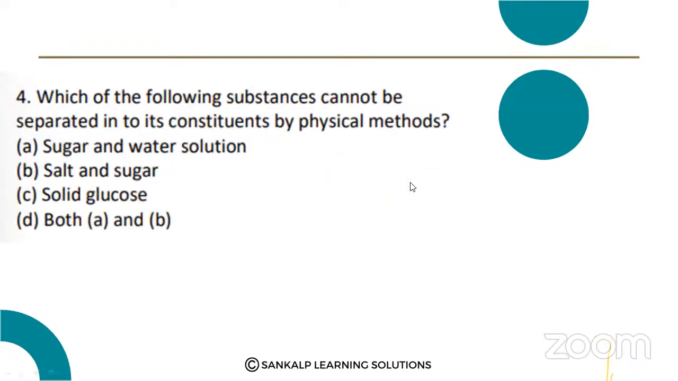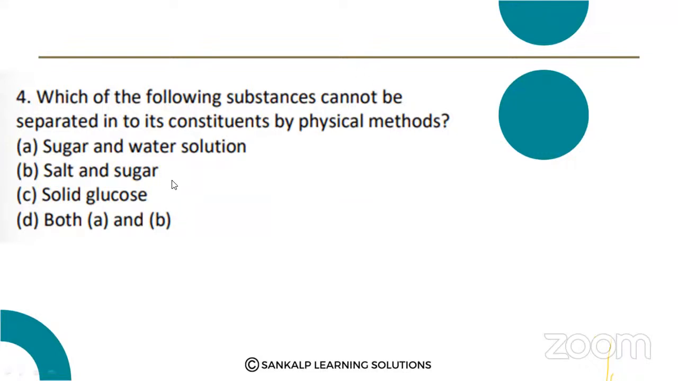Next question: which of the following substances cannot be separated into its constituents by physical methods? A, sugar and water solution. B, salt and sugar. C, solid glucose. D, both A and B. Okay. So here, what are physical methods? You are going to separate the two components into different parts. If you mix sugar in water, it will form a homogeneous mixture. It cannot be separated. Okay, so this is the correct answer.